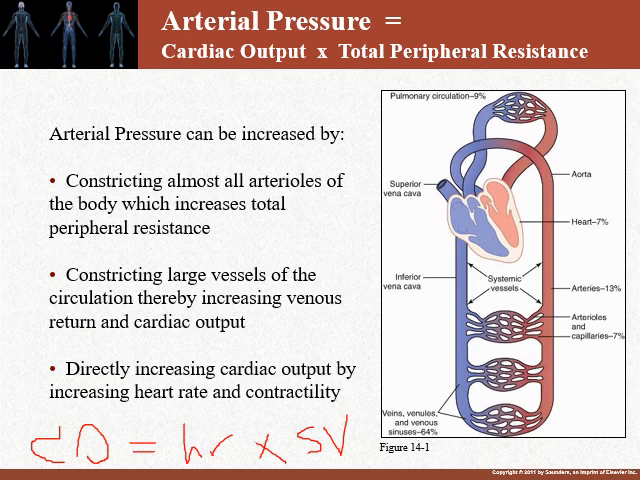So the relationship between cardiac output and heart rate is direct. Also, contractility: if we increase contractility, we will increase stroke volume. When you increase the contraction force of the heart, the volume pumped out of the heart for each heartbeat is going to be more, and this will increase stroke volume. If stroke volume is increased, we will have an increase in cardiac output, and because cardiac output is directly related to arterial pressure, we will have an increase in arterial pressure. So this represents the mechanisms by which arterial pressure can be increased by the sympathetic nervous system.